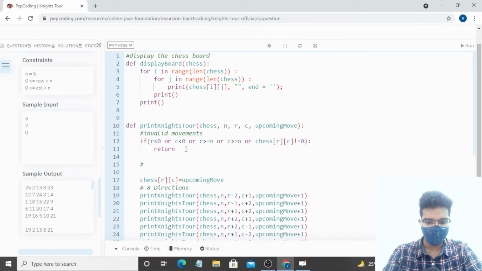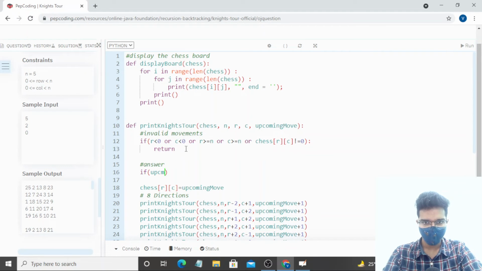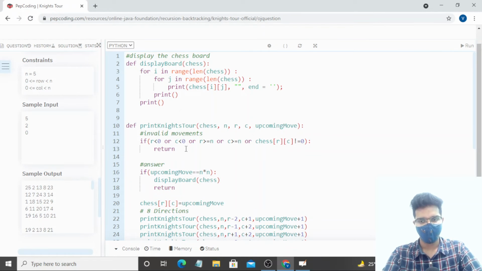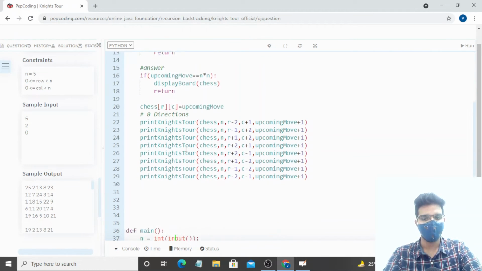So for that, if the upcoming move is equal to n into n, that means we got our answer. We have traveled to all the cells safely. So I'm going to display it using the display board function that is provided to us, and then I'm going to return. So that is when I'll get my answer.